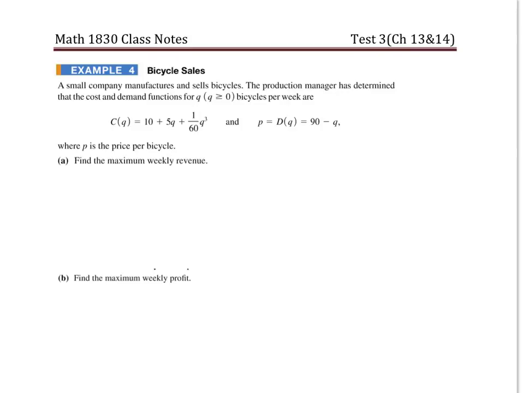Their cost function, C of Q, is equal to 10 plus 5Q plus 1 over 60Q to the third power, where Q is always a positive number because you don't make negative numbers of bicycles per week. And Q represents the number of bicycles, and P represents the price per bicycle, which is dependent upon the demand. So P is equal to the demand for Q units, which is 90 minus the Q units for the bicycles. So your revenue is always Q times P.